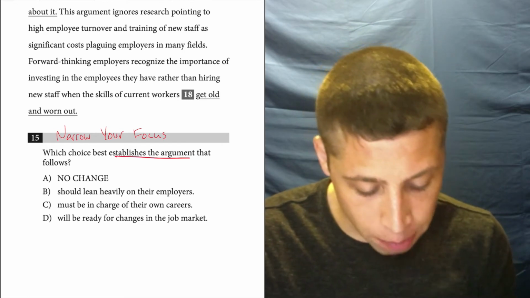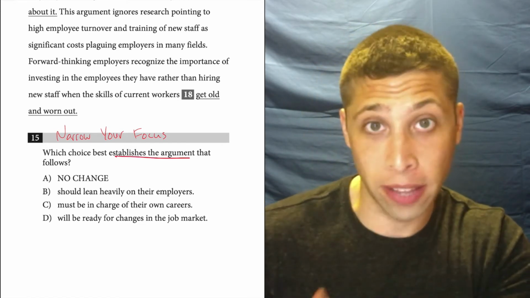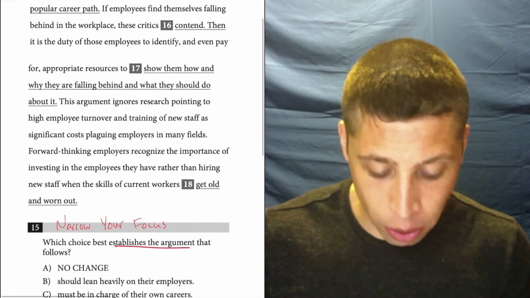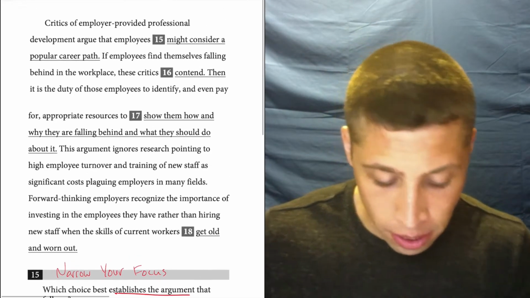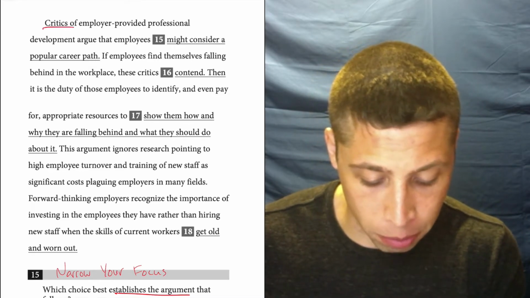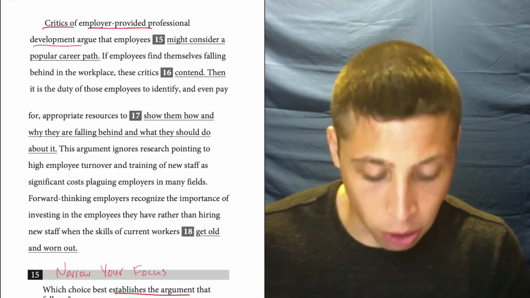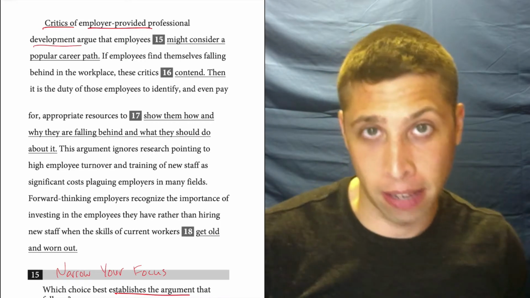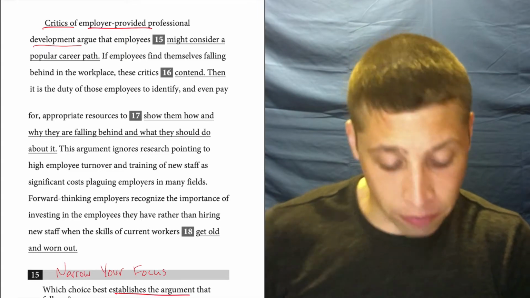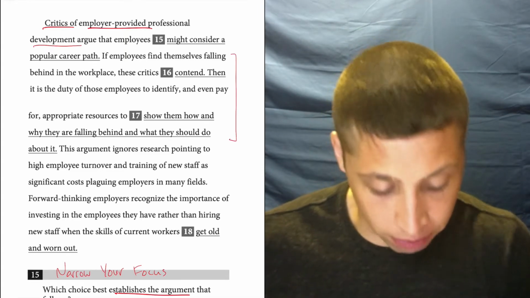We have to establish the argument that follows. So we need to know what that argument is in order to be able to establish it. So if we go to 15, it introduces the argument like this. Critics of employer-provided professional development argue that employees blank, blank, blank. I don't know what that is going to say yet. So here's the argument that follows. So this is what they're telling us to kind of look at.